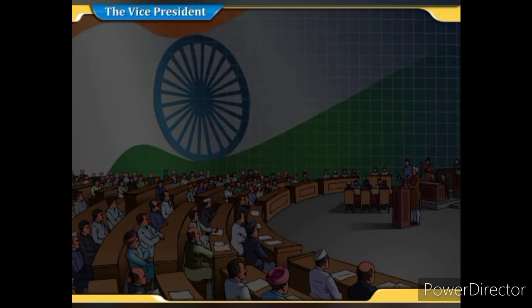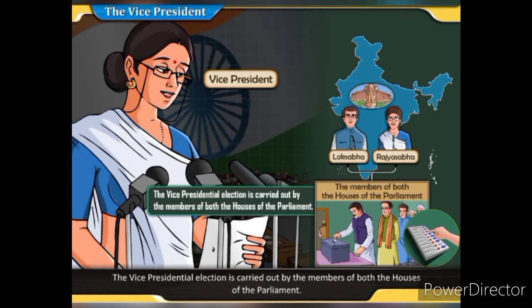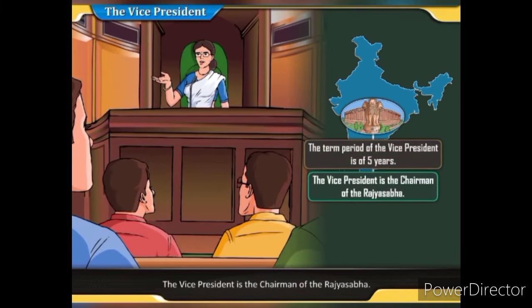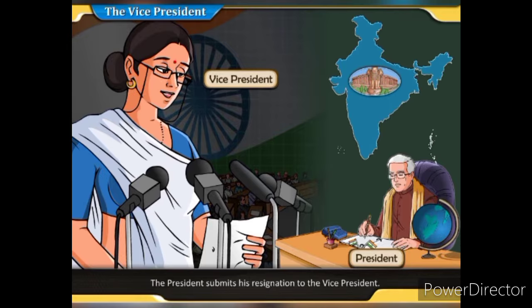The Vice President. In the absence of the President, the Vice President performs the functions of the President. The Vice Presidential election is carried out by the members of both the houses of the Parliament. The term of the Vice President is 5 years. The Vice President is the chairman of the Rajya Sabha. The President submits his resignation to the Vice President.